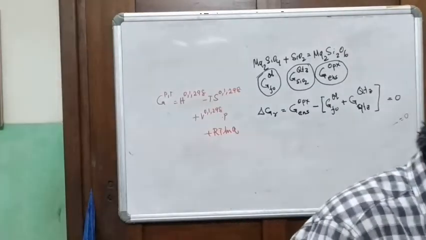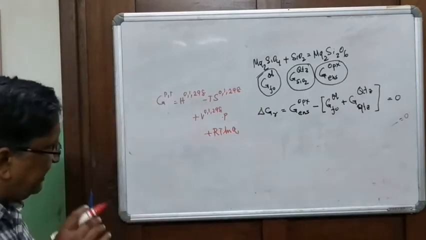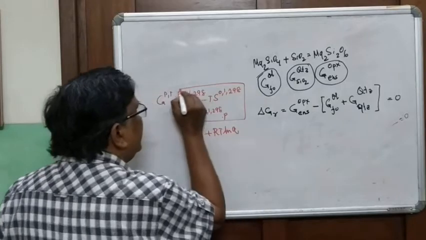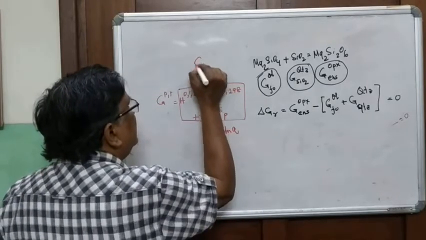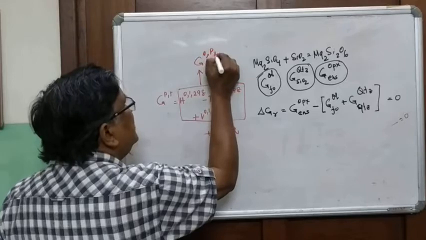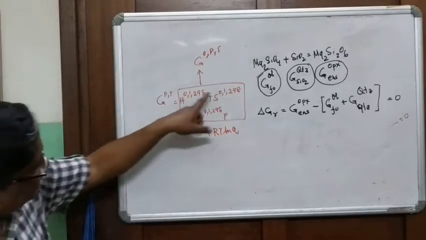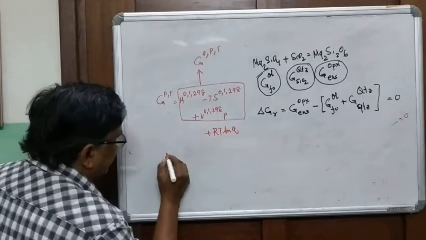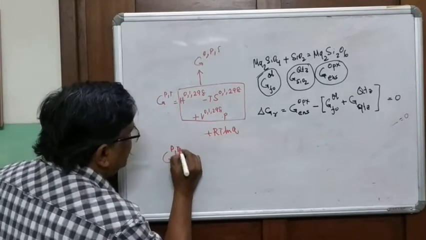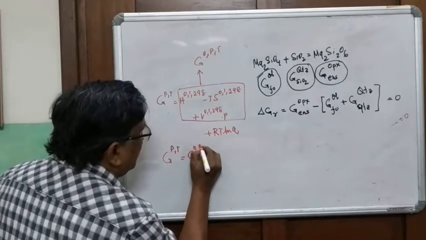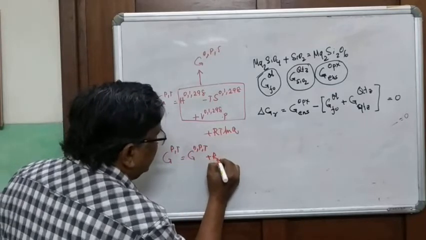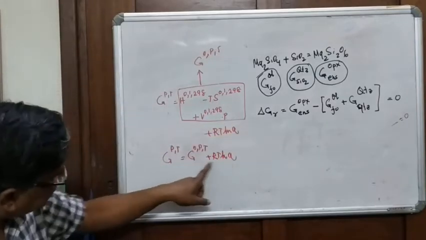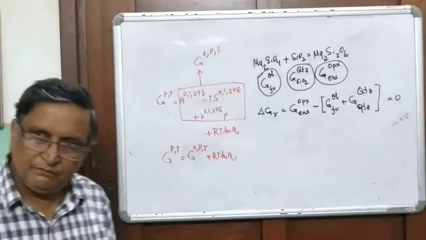Right? Now, several important things. This part of it is essentially G0 PT, and this is RT ln activity. So you have GPT is equal to G0 PT plus RT ln activity. If it's a pure phase, as we said before, G0 PT is equal to GPT.